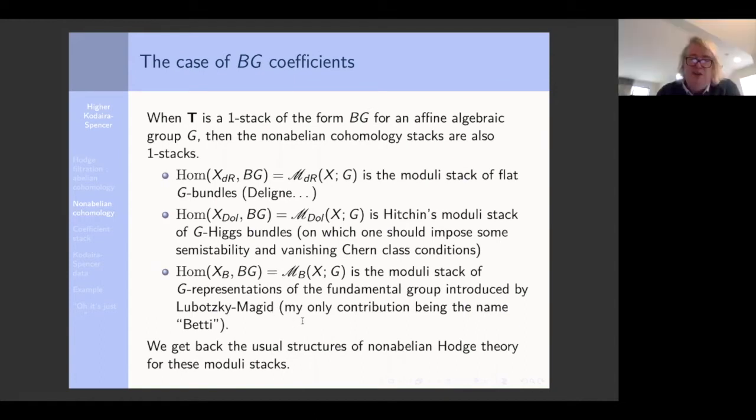Anyway, my only contribution here was just to call this Betti cohomology. So the Hom from X Betti into BG is just the moduli stack of G representations of the fundamental group. Lubotzky-Magid did the GIT theory to get the coarse moduli space for that moduli stack. And so we get back the usual structures of non-abelian Hodge theory for these stacks, in particular the Hodge filtration and the Gauss-Manin connection.